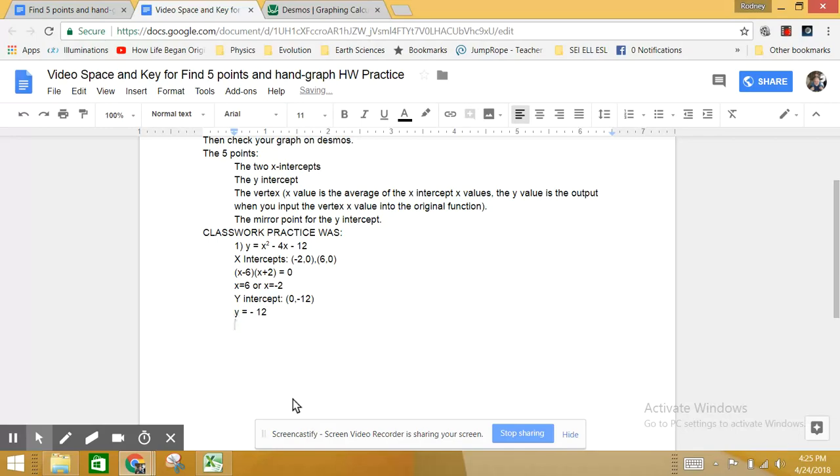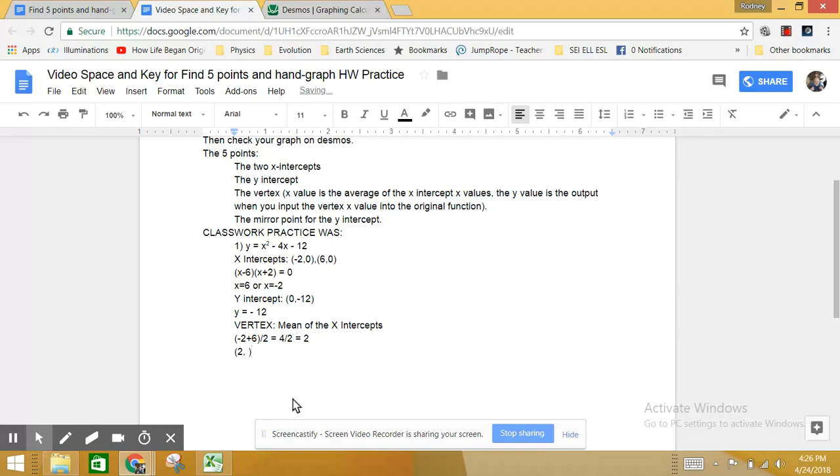Now, let's find the vertex. The vertex can be found by first finding the x value. So find the mean of the x-intercepts to get the x value of the vertex. My x-intercepts are negative 2 and 6. So I'm going to add those together and divide by 2. That's how we get the mean of something. So we get 4 divided by 2, which equals 2. So our vertex x value is 2.